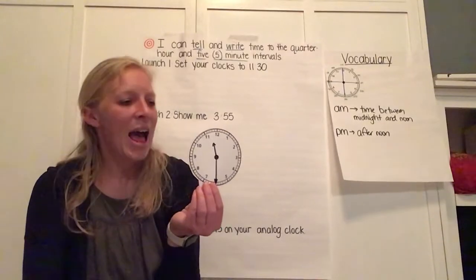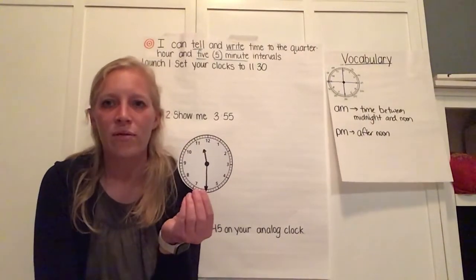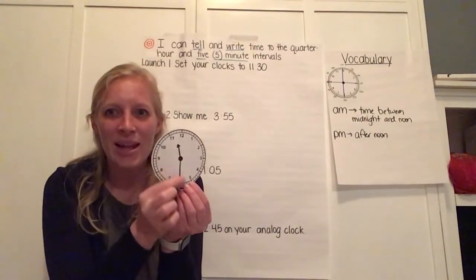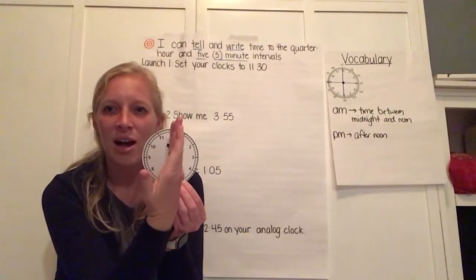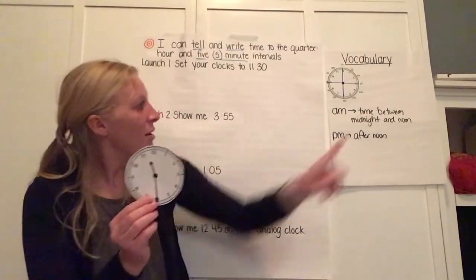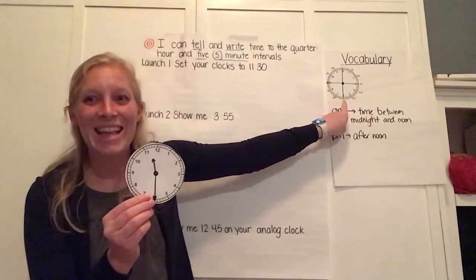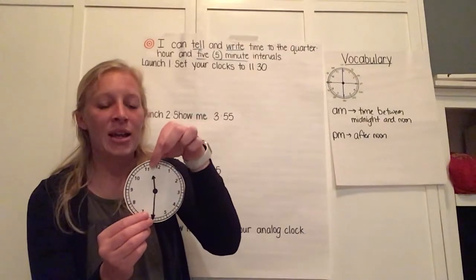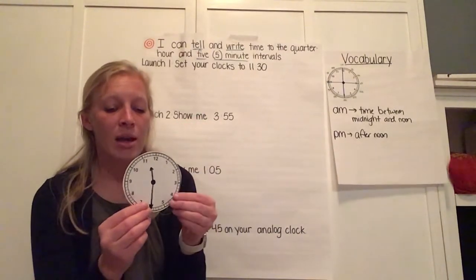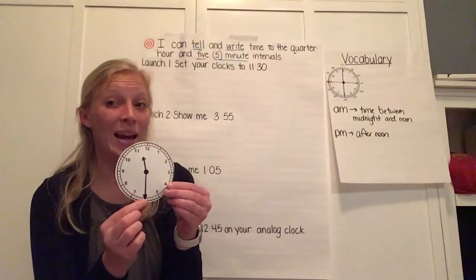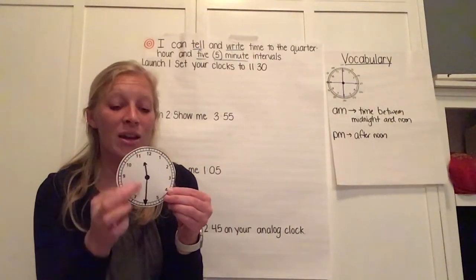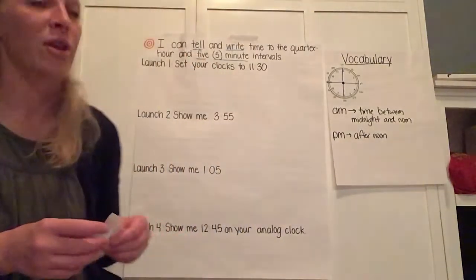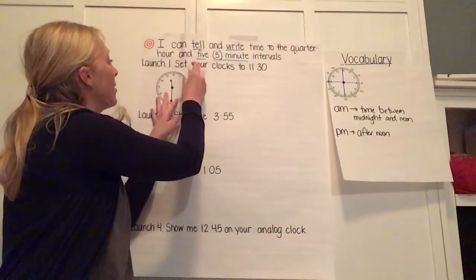That's right. It's halfway between our 11 and our 12. Because why? Yeah, my minute hand is almost cutting my clock in half. Right down the middle. It is halfway between 11 and 12. My hour hand needs to be between my 11 and my 12. My minute hand needs to be straight down at my 6 to show 11:30.